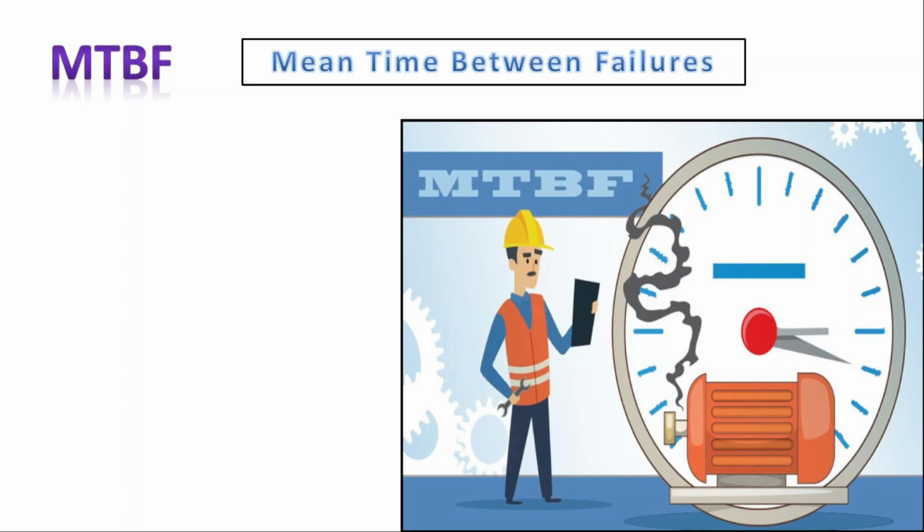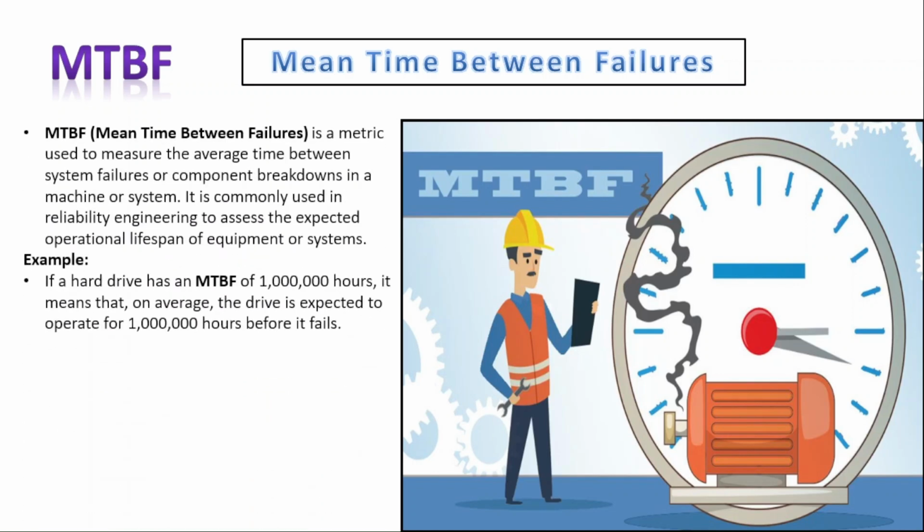MTBF, that is mean time between failures. So MTBF, mean time between failures, is a metric used to measure the average time between system failures or component breakdowns in a machine or system. It is commonly used in reliability engineering to assess the expected operational lifespan of equipment or systems. Example: if a hard drive has an MTBF of that many hours, it means that on average the drive is expected to operate for that many hours before it fails.